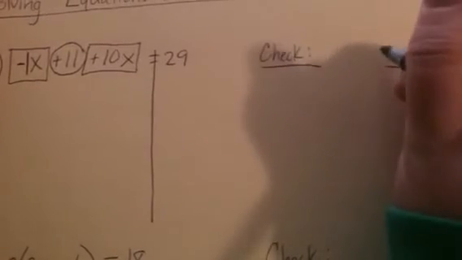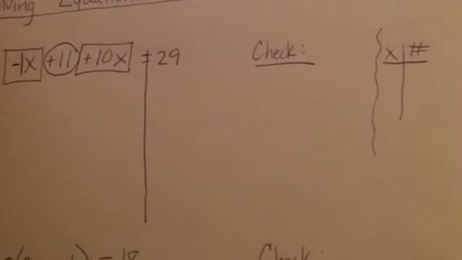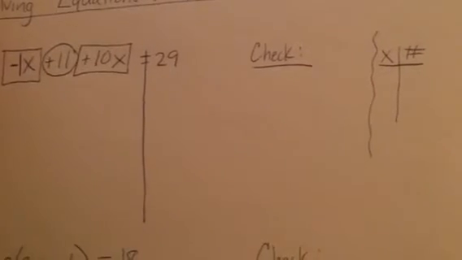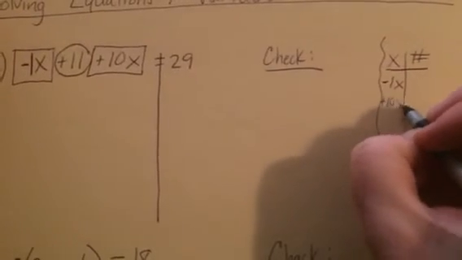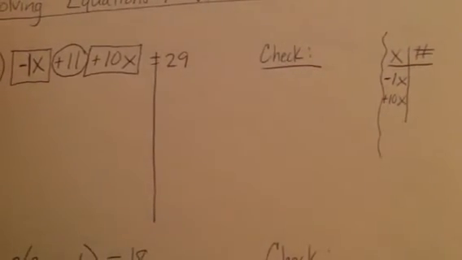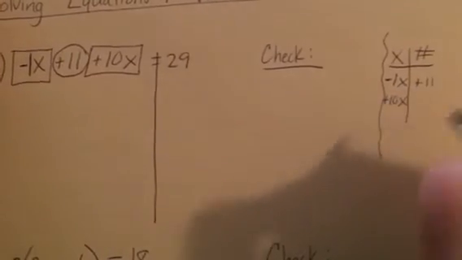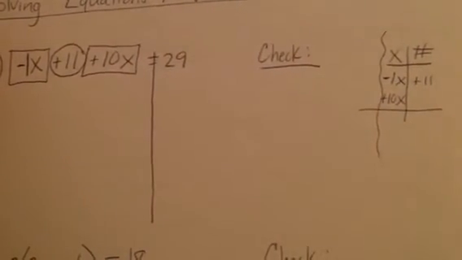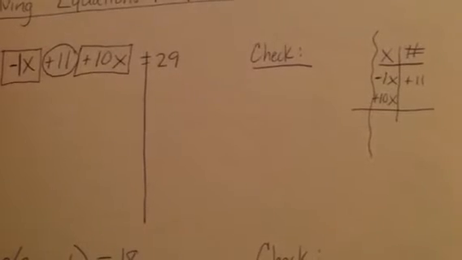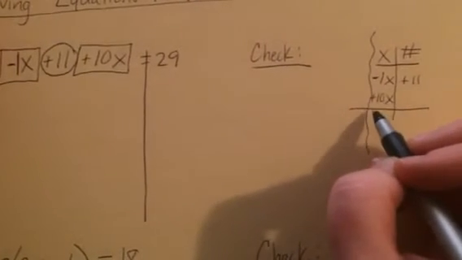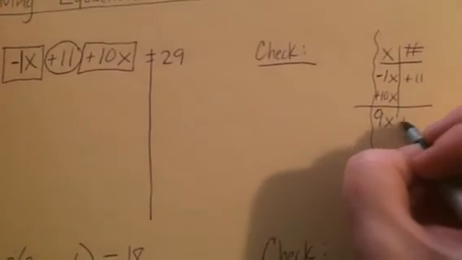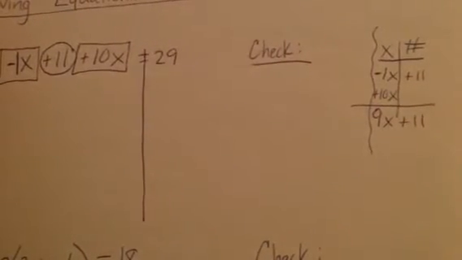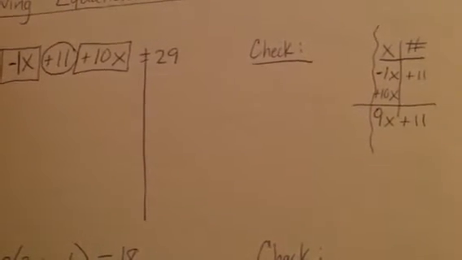And this is just some side work, so usually I'll put a little squiggly line just to separate my work and keep everything organized. So in the x column, I'm going to put my -1x and then my positive 10x, and I always put the signs so I can remember what I'm working with. And then for my constant column, I have a positive 11. If I had any more constants, I would put them with the positive 11. So now I have -1 plus 10, which is a positive 9. So we have 9x. My positive 11 is the only constant that I have, so I'm just going to bring that down. And so my completely simplified version of that expression is 9x plus 11.